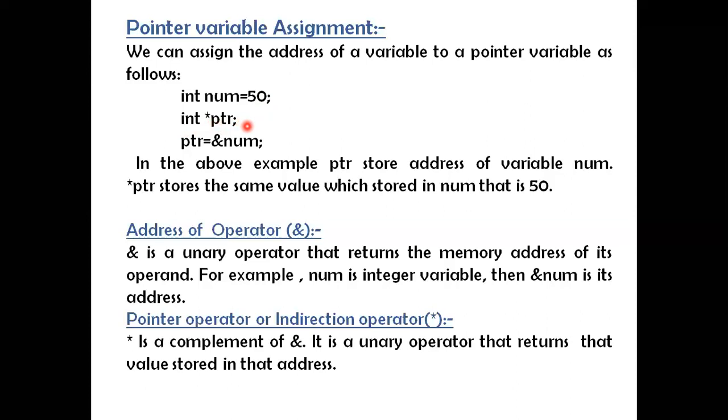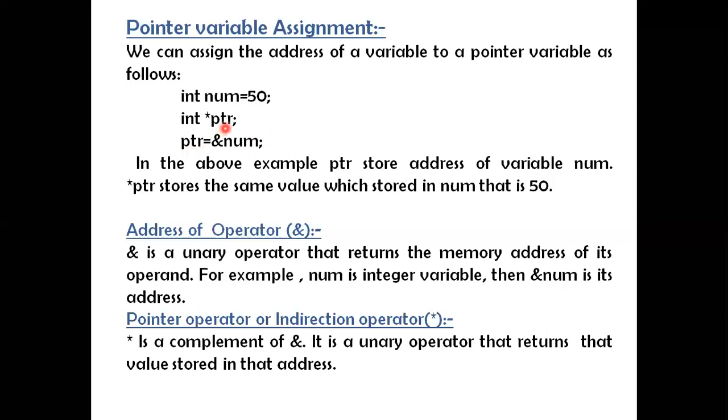That means PTR is a pointer variable. PTR is a pointer variable of integer type. In the first line we have declared a normal variable and initialized a value. In the second line we have declared a pointer variable. Now coming back to the third line, PTR is equal to address of num. That means PTR is a pointer variable.